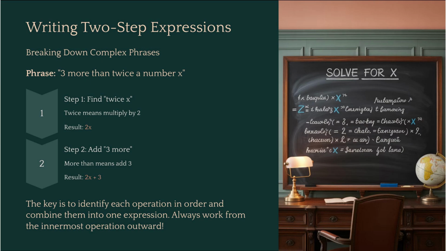Take the phrase 3 more than twice a number x. First, we deal with twice a number x, which translates to 2x. Then we handle 3 more than, which means plus 3. Putting it together, the expression is 2x plus 3. Always translate the multiplication or division part first, before the addition or subtraction.